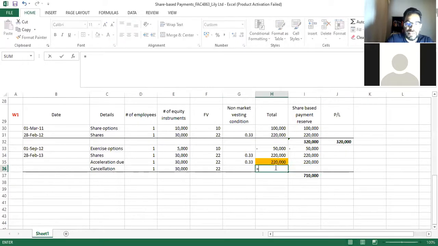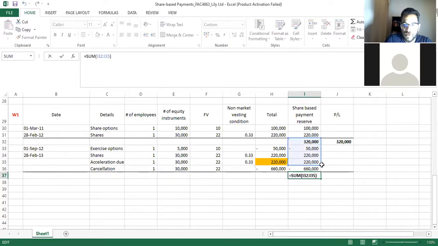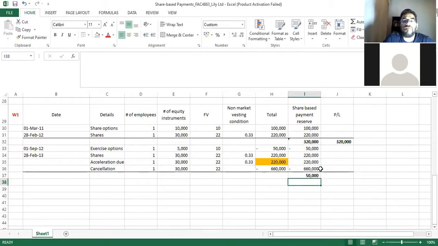So we're going to say equals one employee multiplied by 30,000 multiplied by 22 Rand, but as a cancellation, so therefore we're going to say minus. So we bring in the 660. Just take note of that. So the balance is 50,000 Rand.